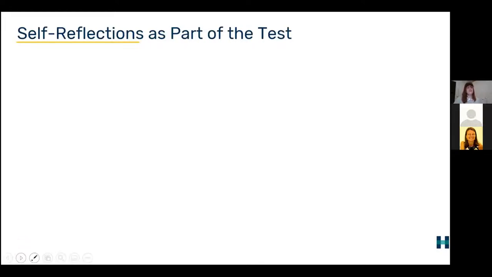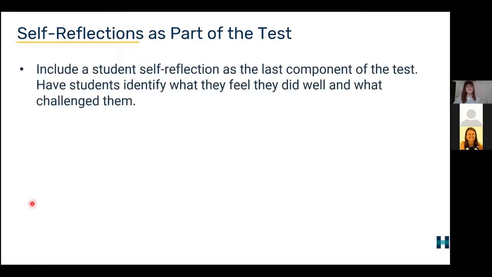Always have self-reflection as part of a test. Teachers, you can include this in a test, or parents, you can help your child after a test when they bring it in. Include self-reflection as the last component of a test, teachers, to have students identify what they feel they did well before they received the grade and what challenged them. And you can even give them points for this self-reflection. I feel I did really well on the matching, but I admit that the short answer without word banks was difficult.